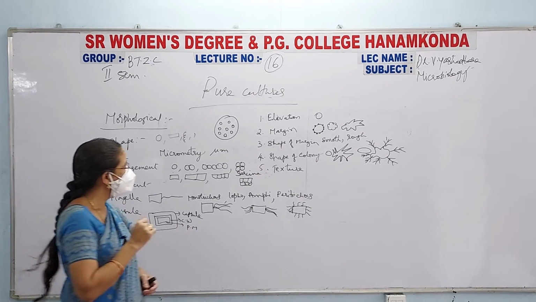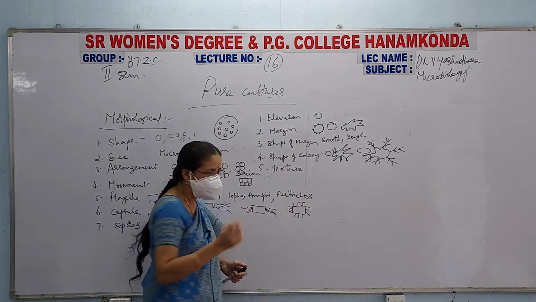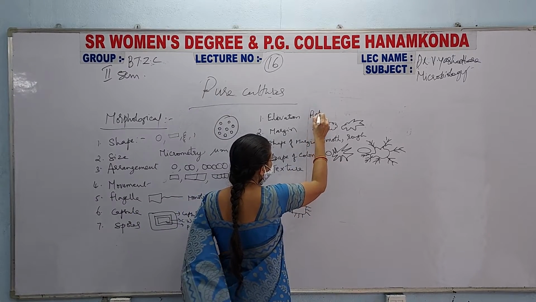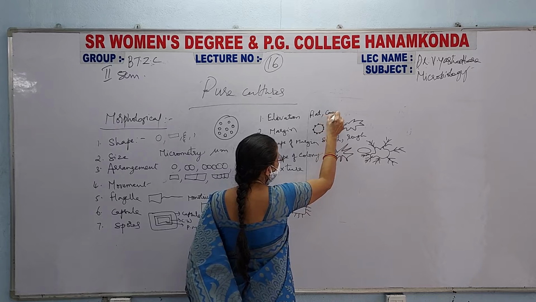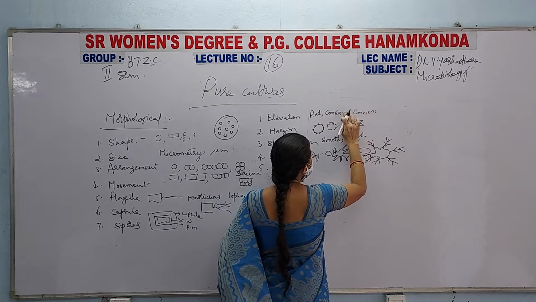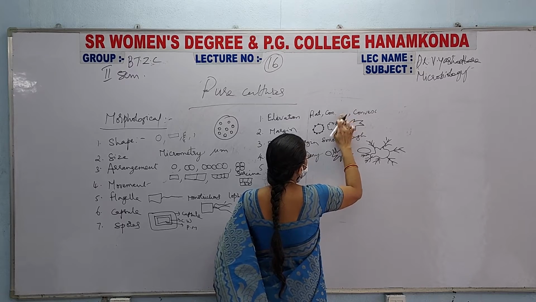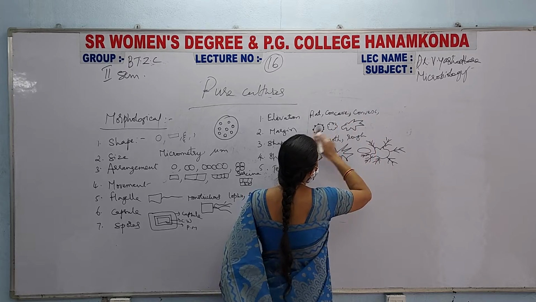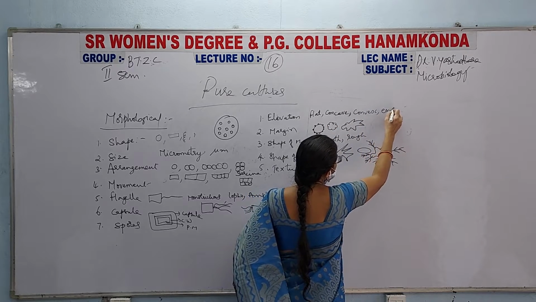Okay. Now, coming to the elevation. Elevation means the elevation is flat or concave, convex. See here, concave, convex. See here, embossed.